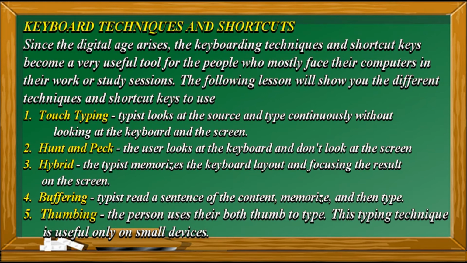Number 1. Touch typing. The typist looks at the source and types continuously without looking at the keyboard or the screen. Number 2. Hunt and peck. The user looks at the keyboard and doesn't look at the screen. Number 3. Hybrid. The typist memorizes the keyboard layout and focuses on the result on the screen. Number 4. Buffering. The typist reads the sentence of the content, memorizes it, and then types.